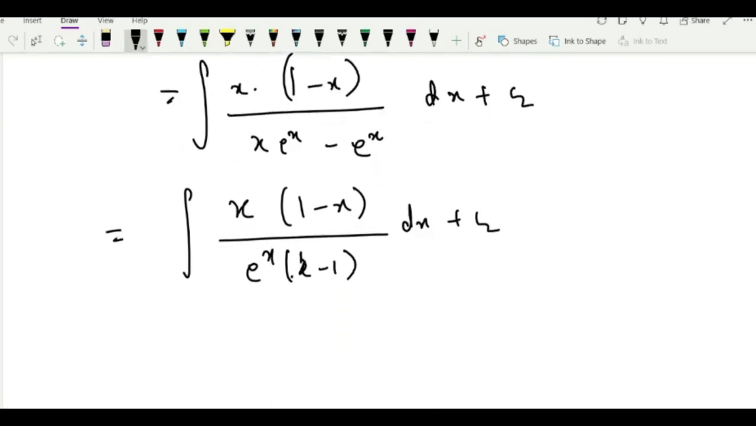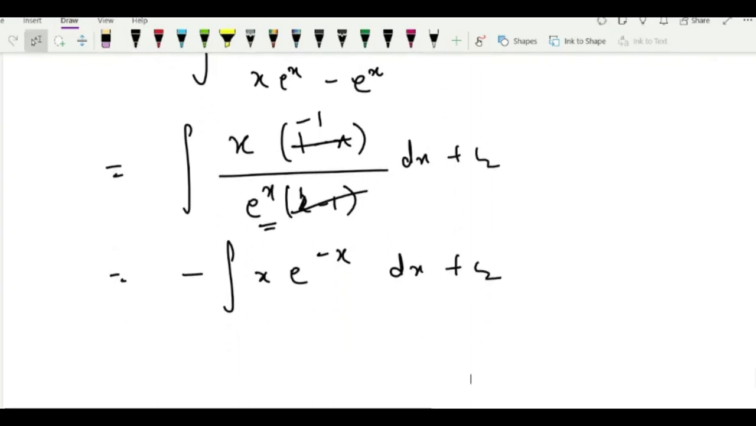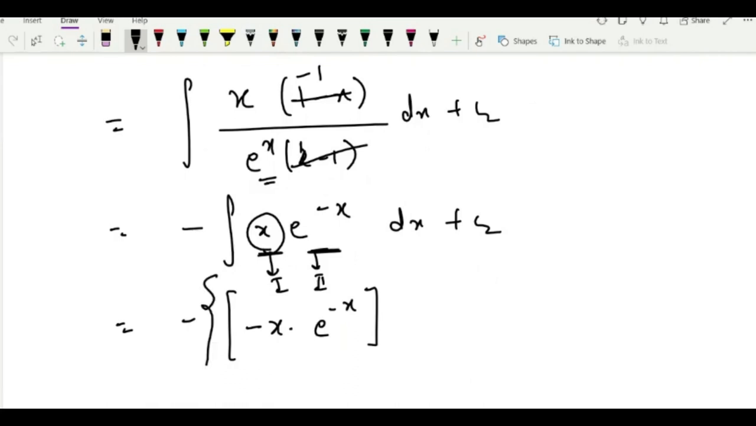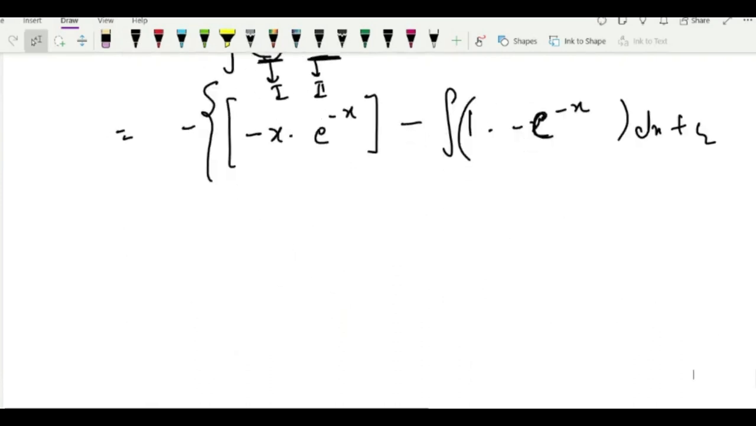So here this will cancel out with the negative sign. Taking negative common, x e raised to power minus x dx plus c2. Now for finding the integration of the product of two functions, we have the UV rule, integrating by parts. We can take this as the first function, this as the second function. First as it is, the integration of second, minus integration of the differentiation of first and integration of second into dx, plus c2.